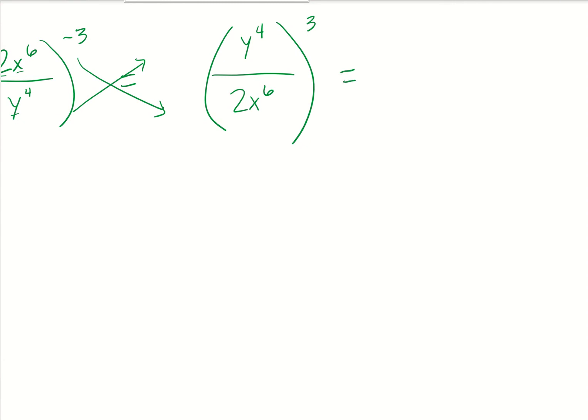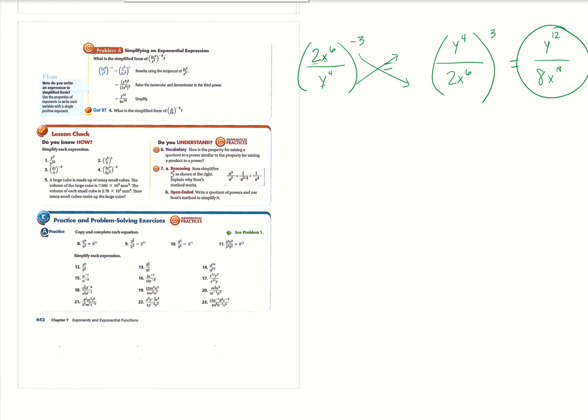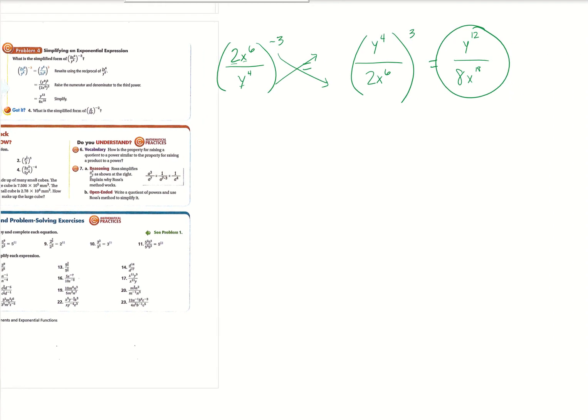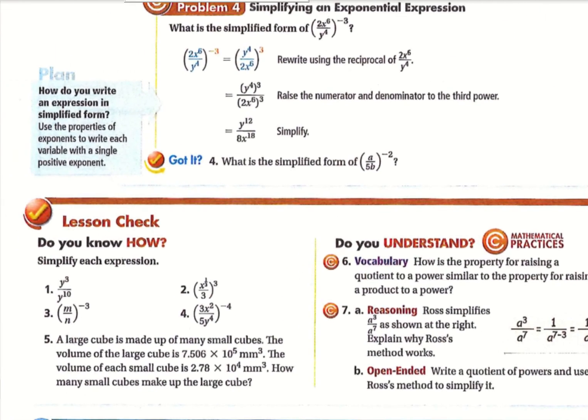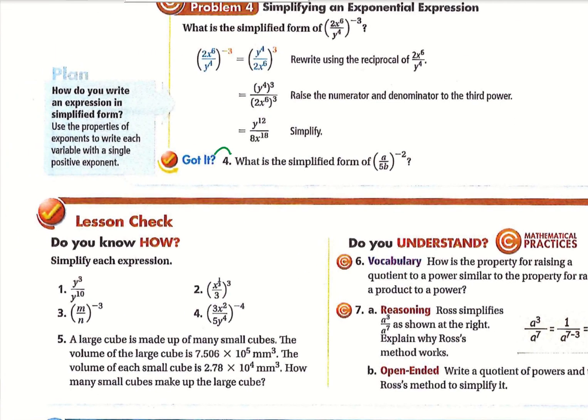So y to the 4th times 3 gives us y to the 12th, and then over 2 to the 3rd is 8, and then x to the 6th times 3 is going to be x to the 18th. That should be our final answer for that one. Yep, that's what they got as well. That is it for that problem. Last thing I want you to do is go ahead and try out Got It problem 4 on your own. Once you've done that, you are good to go on this lesson.